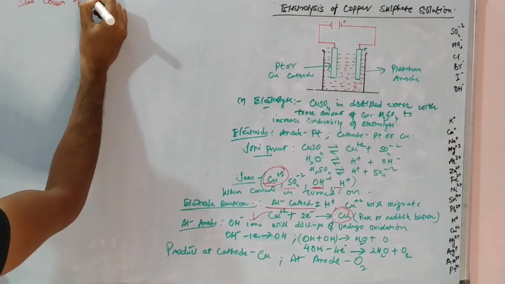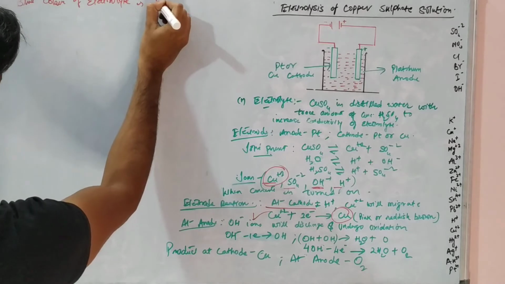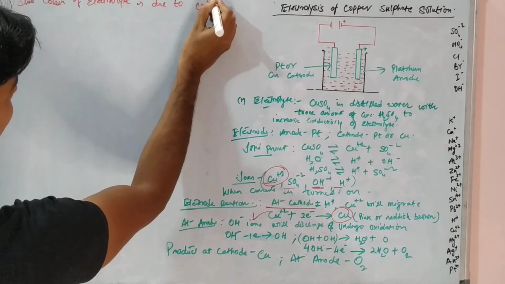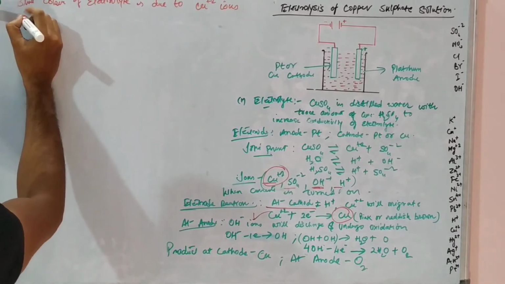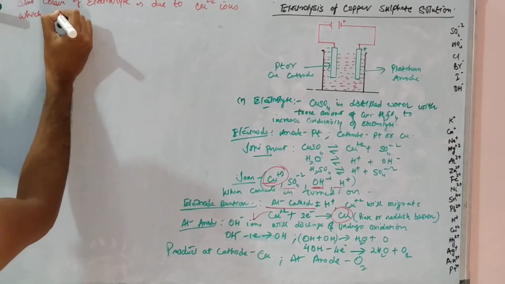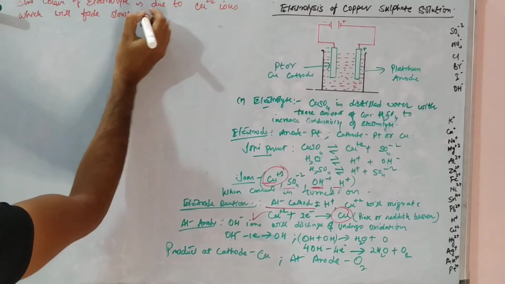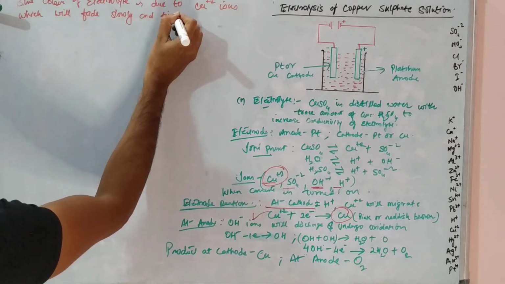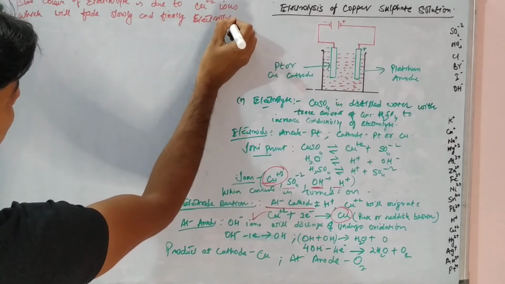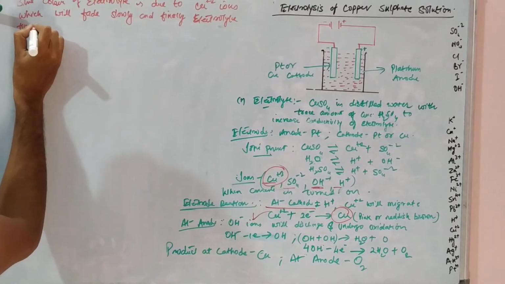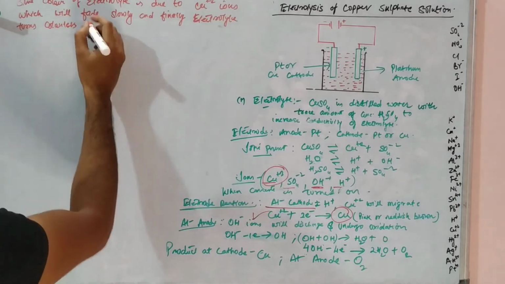Blue color of electrolyte is due to copper ions, which will fade slowly, and finally the electrolyte turns colorless.